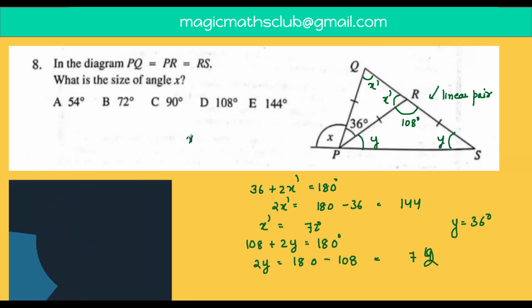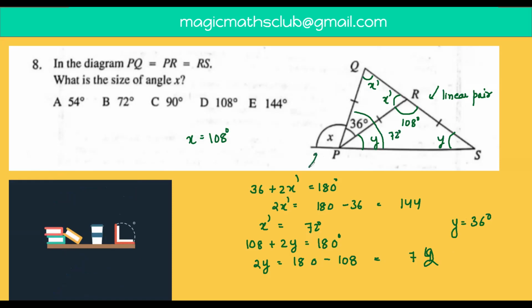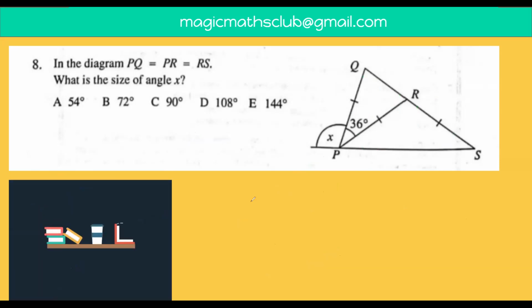So x will be how much? X will be 108 degrees, because this total will give you 72 degrees. This is 72 degrees. So again here a linear pair, and that's how we find the answer. So I hope everybody understands the concept of linear pair, isosceles triangle, a mild geometry question.